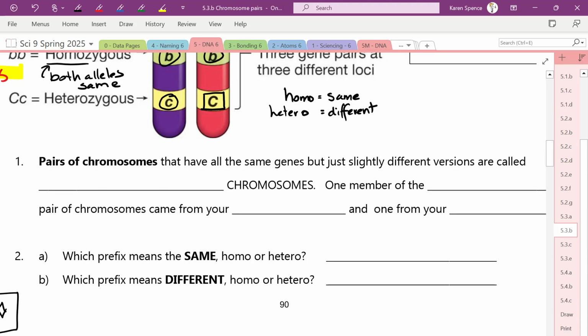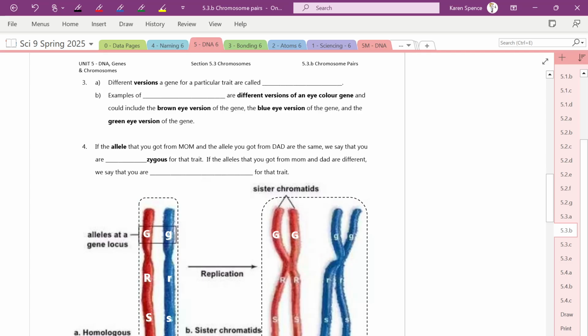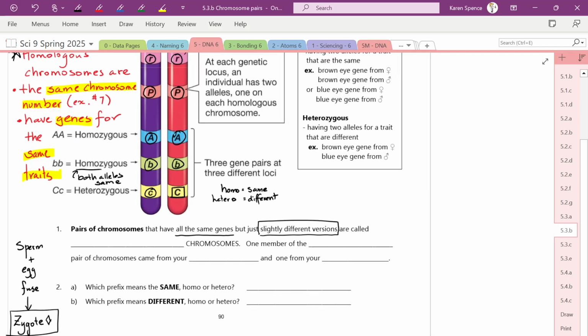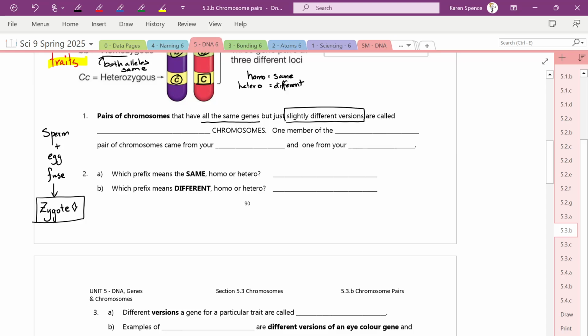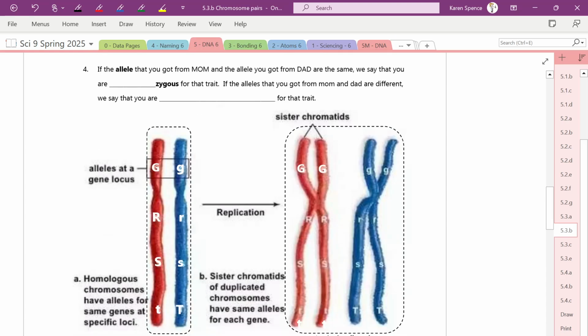So pairs of chromosomes that have all the same genes, but just slightly different versions, what are those called? Those are called, actually, should I get you guys to do this on your own? Oh, maybe not. Okay. Actually, yeah, I'm going to get you to do that on your own, but we're going to skip to the next page. Okay.